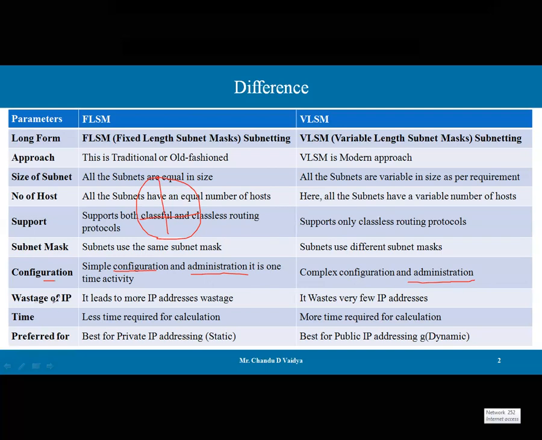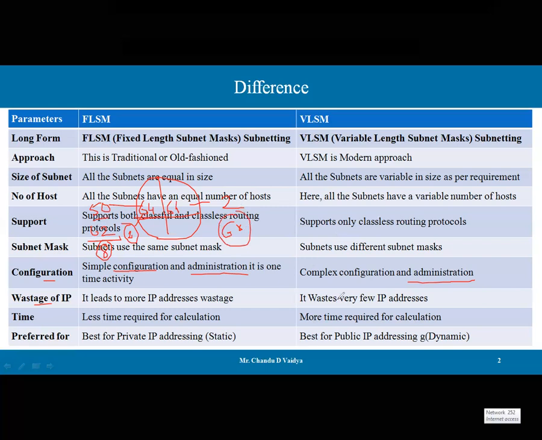Then wastage of IP addresses. In FLSM, it leads to more IP address waste, because let's say if I have a block of 64, but my requirement is only, let's say, 50 hosts. So what happened, 64 minus 2 addresses gives us 62 addresses. So 62 minus 50, it will be 12 IP addresses wasted. If I have a block of 64 and only 2 hosts are required, then 62 minus 2, 60 IP addresses are going to be wasted.